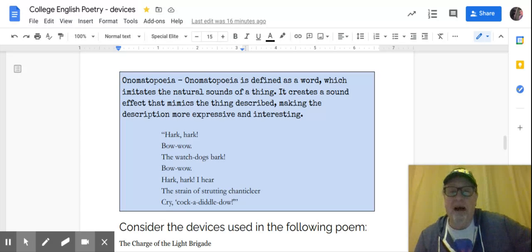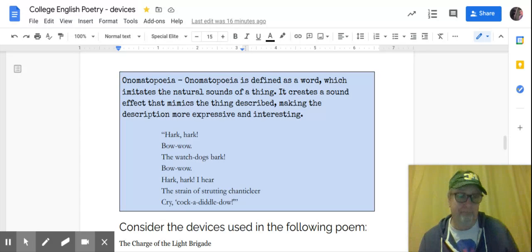Hark, hark, bow, wow. Watch dogs bark, bow, wow. Hark, hark, I hear the strain of strutting chanticleer. Cry, cock-a-diddle-doo. Animal sounds. It's from a children's poem.